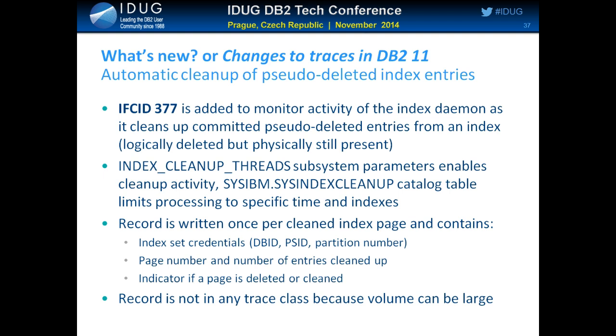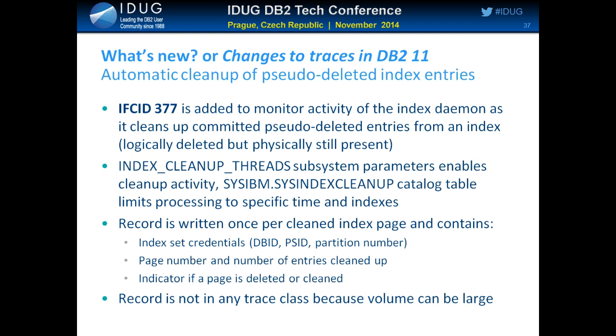So if you put 0, then you will not have it. And this record is generated as soon as each page is cleaned or removed. So you get the details of the index, you get a page number, and you get an indicator if that page is deleted or cleaned. And as you can imagine, since indexes may have a lot of pages, the number of records could be large.